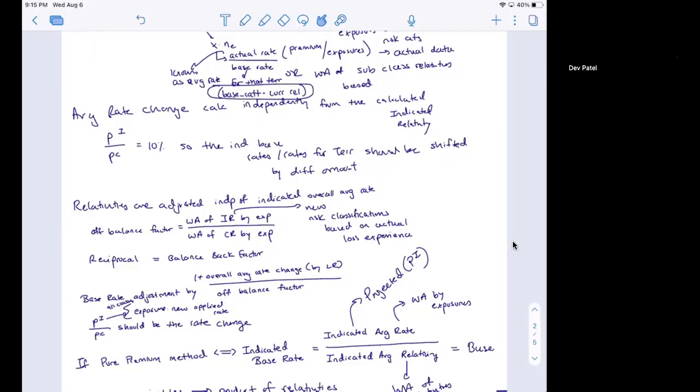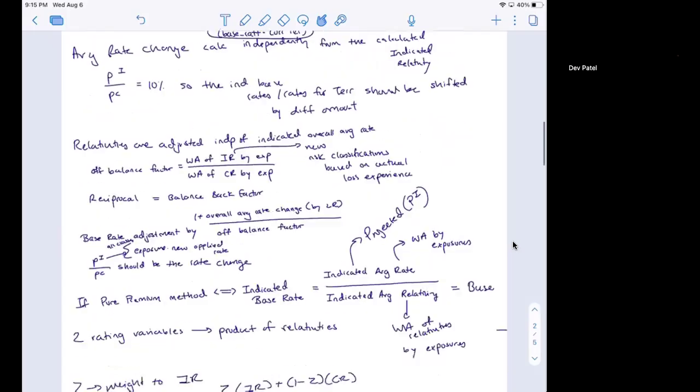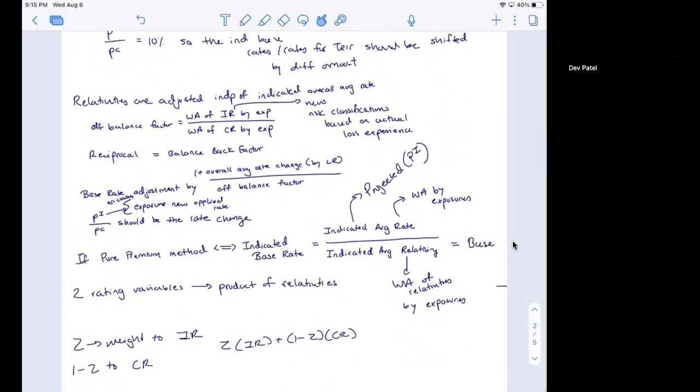And then when you calculate the total indicated premium over the total current premium, that should equal 10%, or the average rate change that you actually calculated in the beginning using the loss ratio method. If you're using the pure premium method, you get the indicated base rate that you got from the pure premium method, and you divide that by the indicated average relativity, which is the weighted average of the relativities.